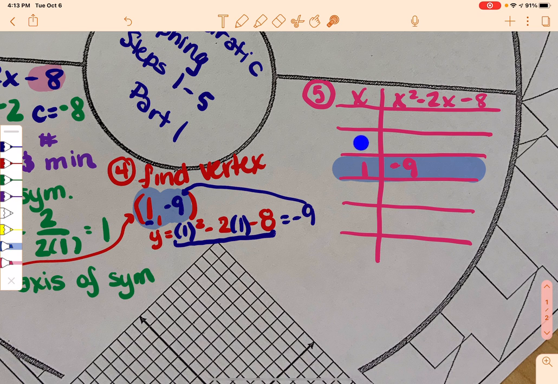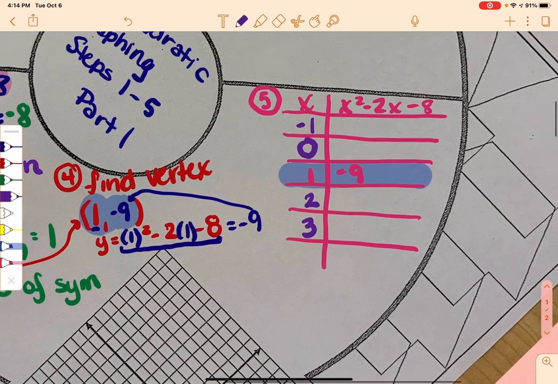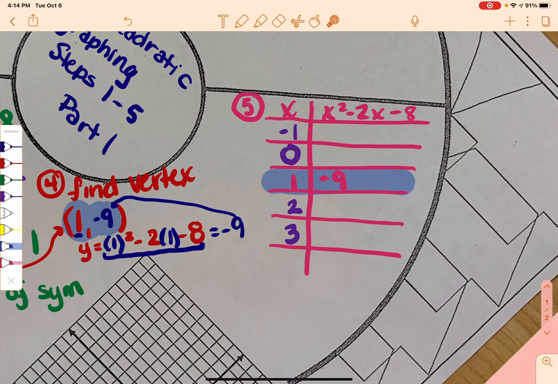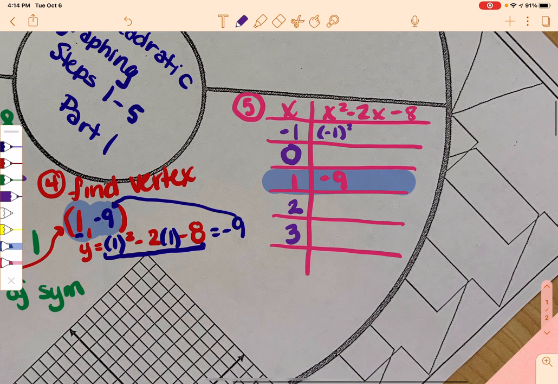So think about it, this is 1. The number that would come before that is 0. The next one would be negative 1. If I go forward from 1, this would be 2, and this would be 3. So when I'm doing it, I'm completely focused on where this vertex point is. Now I've got to plug these numbers into the equation. So I have negative 1 squared minus 2 times negative 1 minus 8. Then I have 0. Then I have 2. Then I have 3.